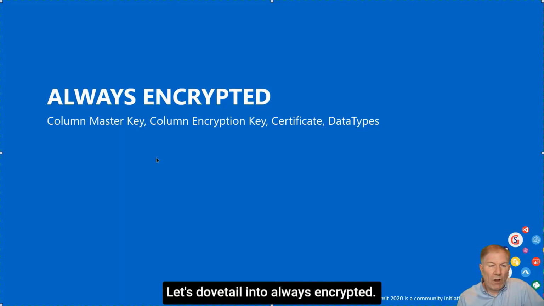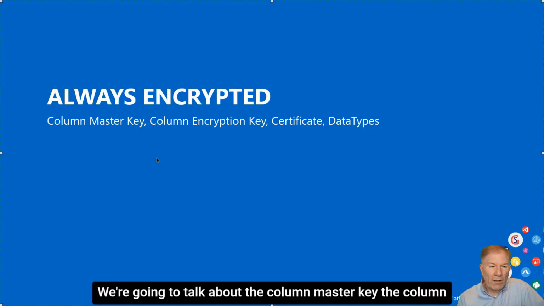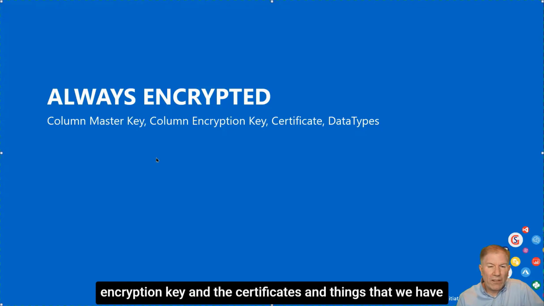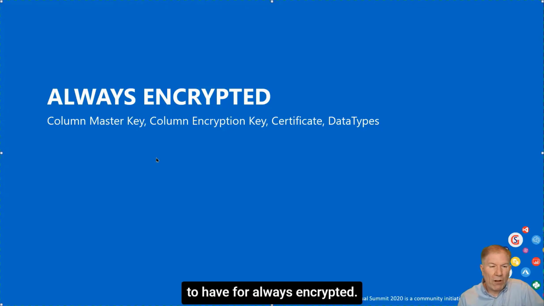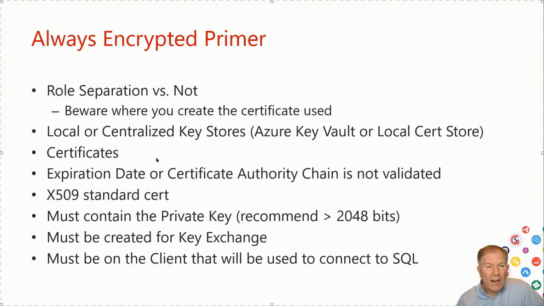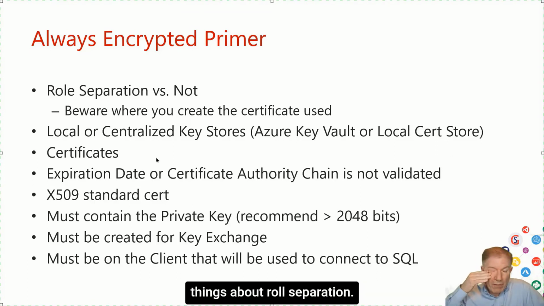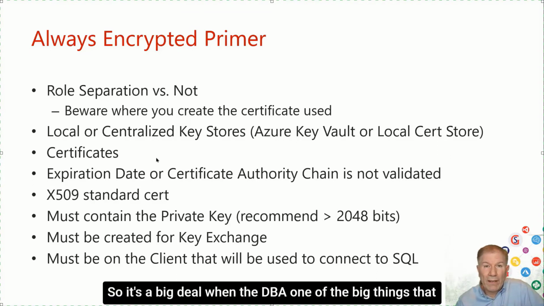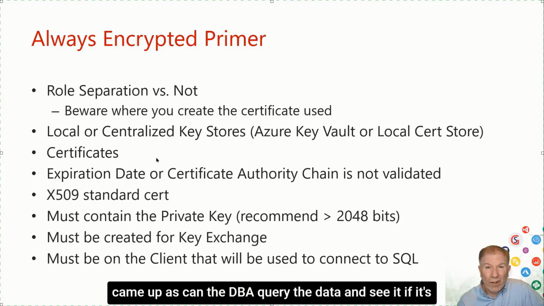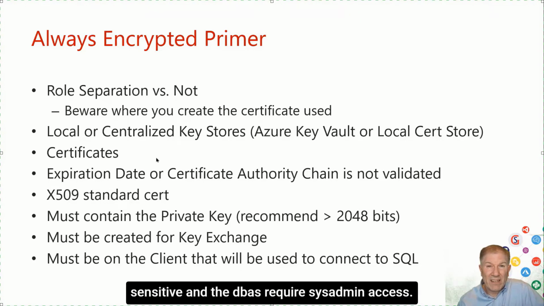Let's dovetail into Always Encrypted. We're going to talk about the column master key, the column encryption key, and the certificates and things that we have to have for Always Encrypted. The big thing about Always Encrypted, I think, was role separation. It's a big deal when the DBA, one of the big things that came up is, can the DBA query the data and see it if it's sensitive?